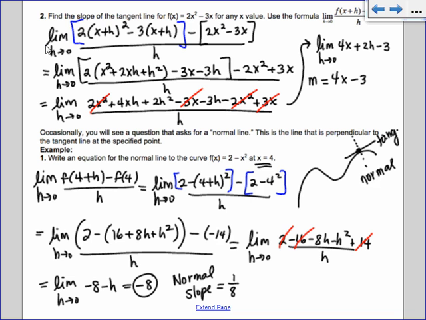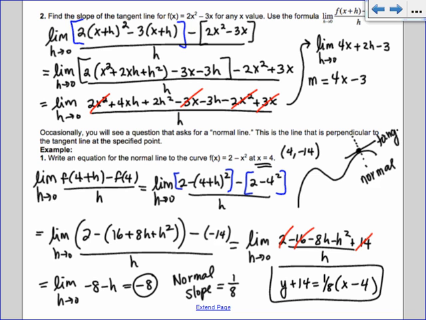Okay, so anyway, we have 1/8. So if I want to find the equation of the normal line, again, I have 4 comma, we have negative 14 was the point. So the equation of the normal line would be y plus 14 equals 1/8 times x minus 4. That's our answer. Okay?